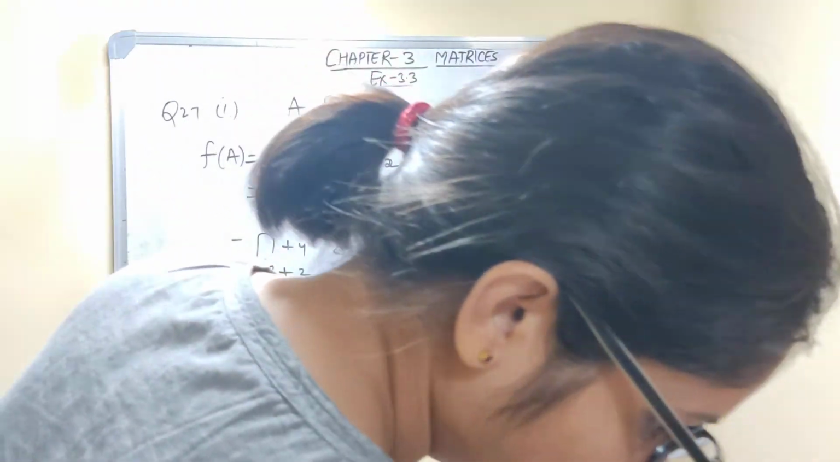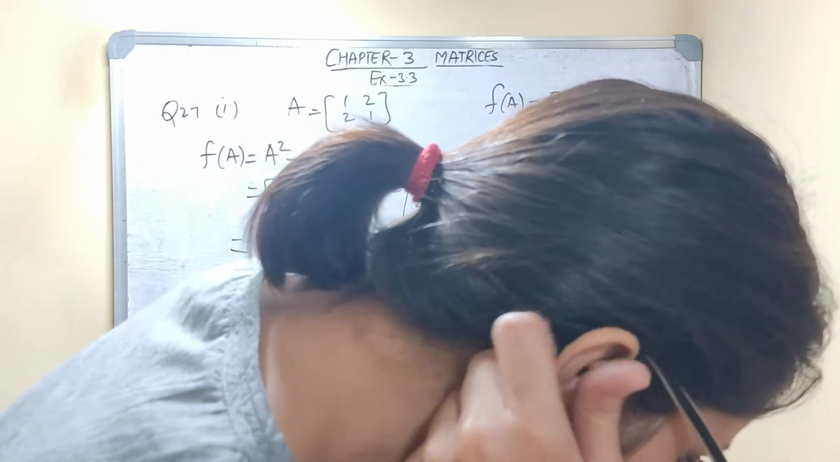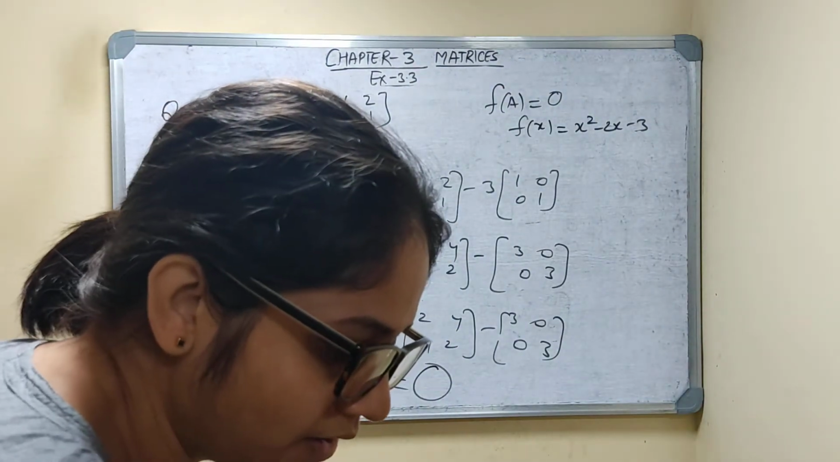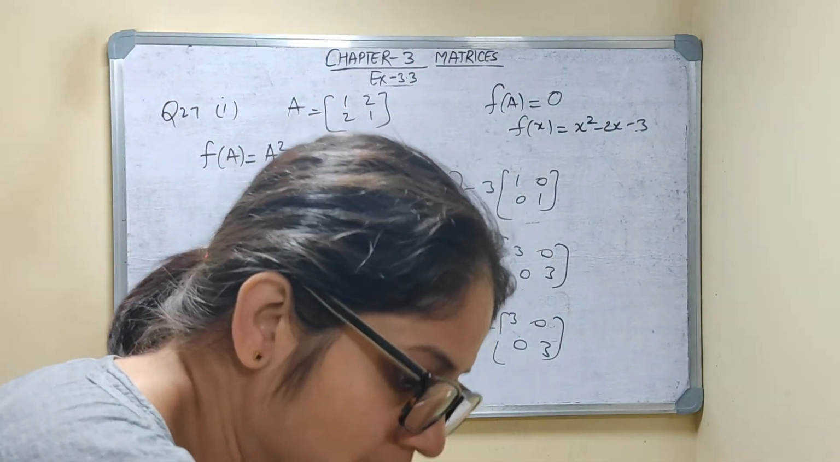Solve. It's easy only. Now A is given. Find f of A where f of x is equal to this.